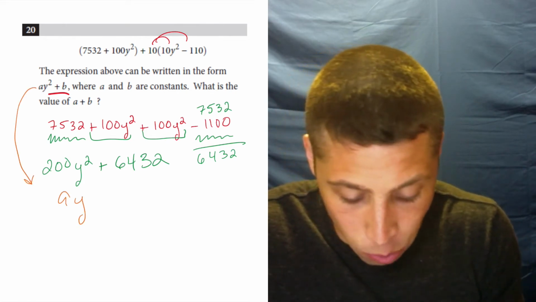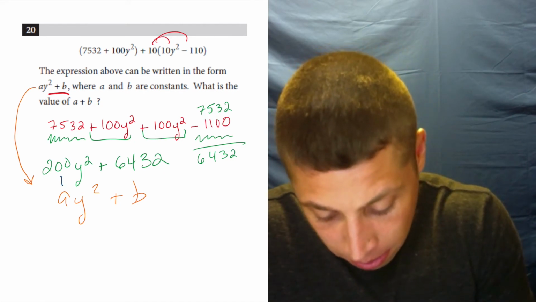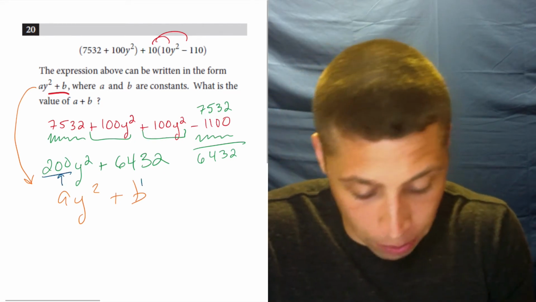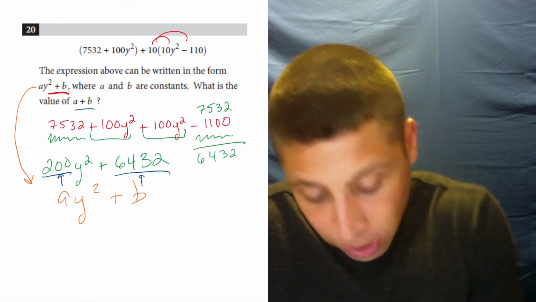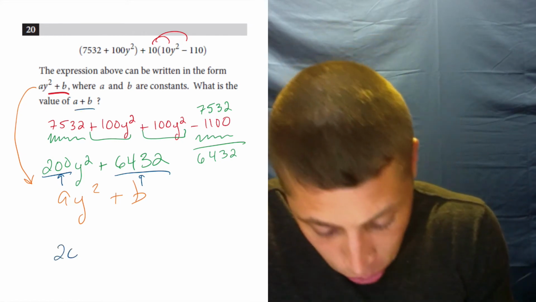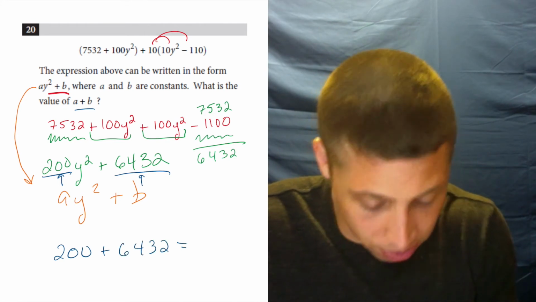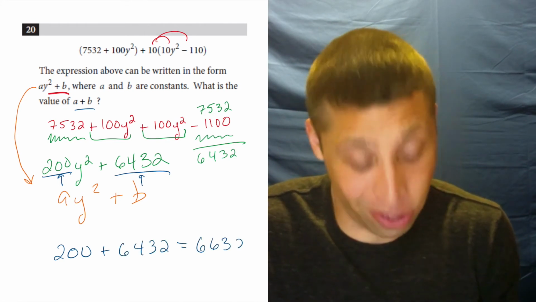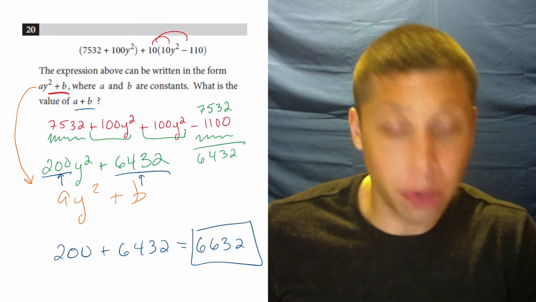And look, we're just going to match that up with what we have here, right? So ay squared plus b. We have an a, 200, and we have a b, 6432. And we're just told to add them together. So 200 plus 6432 is 6632.